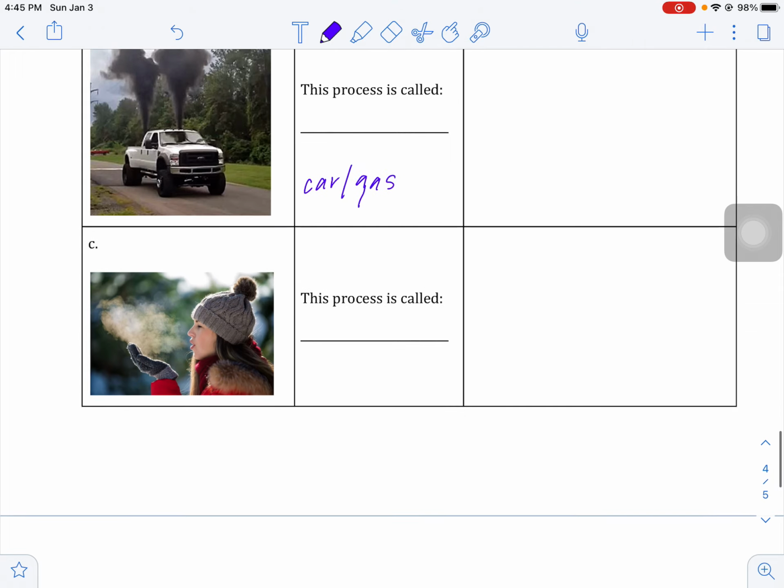Okay, and then again here we see a girl exhaling outside so we can see her breath. So think about what process has to do with breathing. Again, draw the arrow, name it, and give a description of what is seen in the picture for carbon transfer.